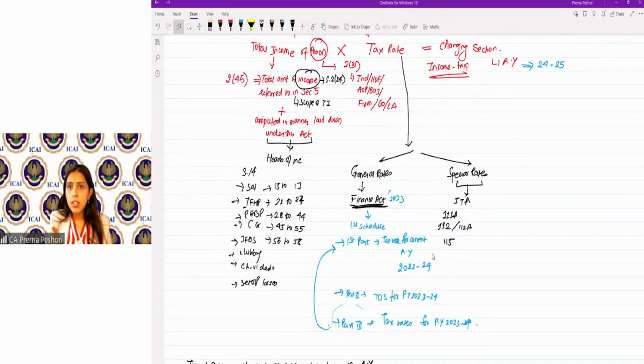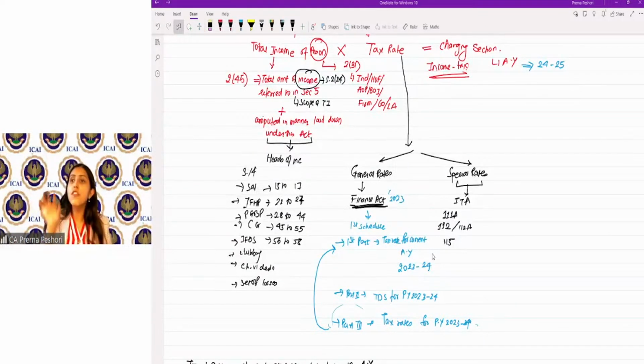And in that, 115 BAC till 2023 was the optional scheme. So if you wanted to go into that scheme, you had to exercise that option by ticking the box in the return of income. And those who had the business or profession had to file a separate form for that, which means that they are exercising the option of 115 BAC. Are we clear? But this year onwards, the Finance Act tax rates have in fact become the optional tax rates.